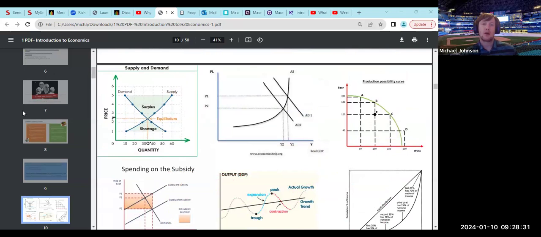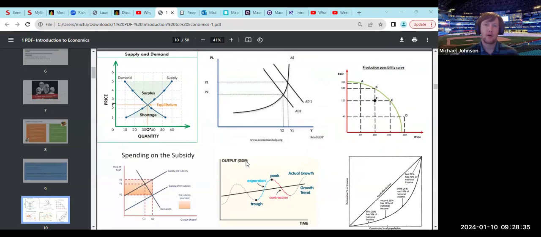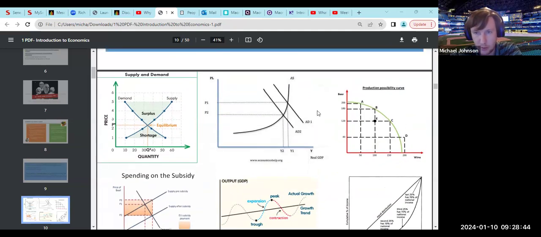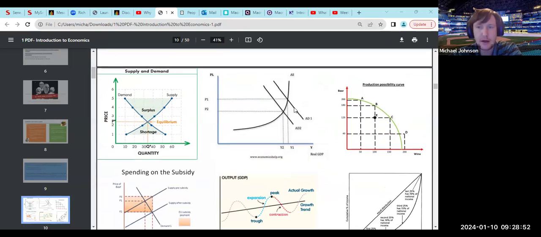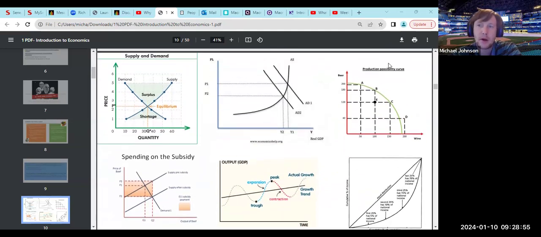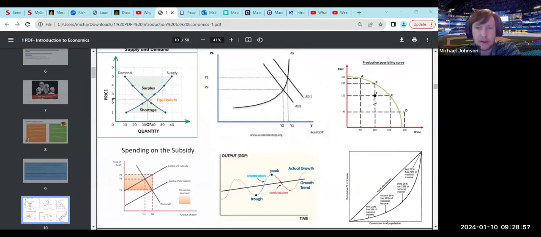So there, there's some of the graphs that we're going to look at over the course. Supply and demand: anything above the equilibrium here is a surplus, anything below is a shortage. We'll go through that deeper as the course goes on. Aggregate demand, AD: if the aggregate demand curve moves right, it's growth in the economy.